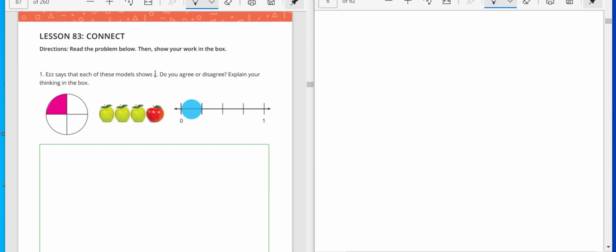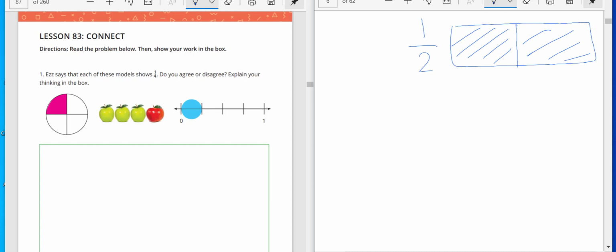If we have this fraction, half, we can represent this fraction in many ways. First way, we can represent it using a fraction model. If we have one whole and want to divide it into two equal parts, each part is called half. Another way, we can use pictures or sets.